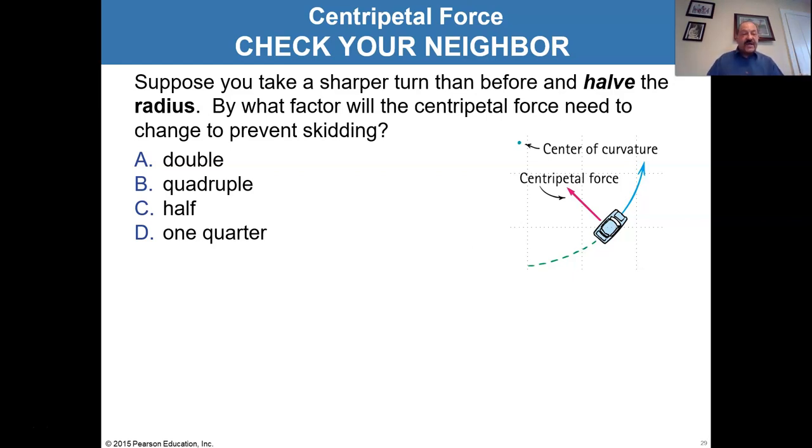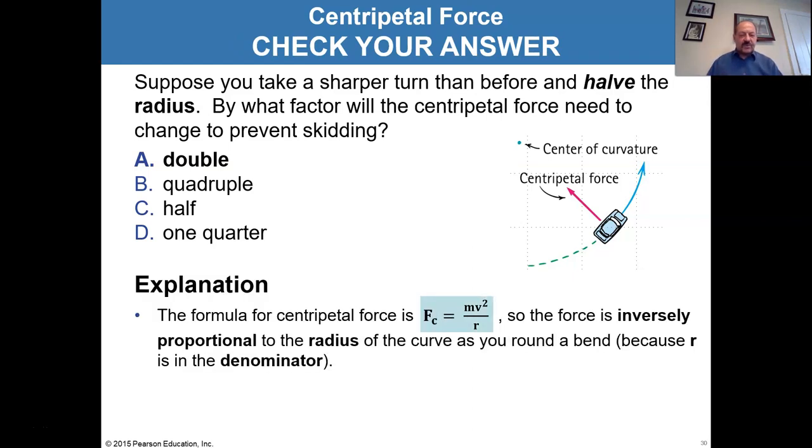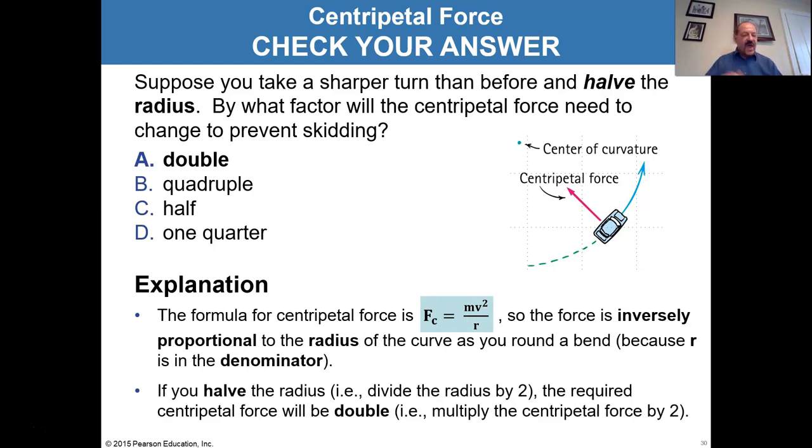You increase the radius, you'll decrease the force. You decrease the radius, you increase the force. So if we're cutting the radius by a factor of 2, we're decreasing it by 2, halving it. That means we're going to be doubling the centripetal force and the centripetal acceleration. And that's because they're inversely proportional to one another. You halve one, you'll double the other, and it goes either way.